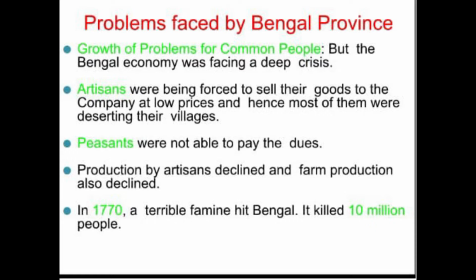The problems faced by the Bengal province, the growth of the problems for the common people. They were facing deep crisis. The artisans were being forced to sell their goods to the company at very low prices, and hence most of them were deserting their villages. They left their villages in search of better opportunities. The peasants were not able to pay the dues. They were in debt. The production by the artisans declined, and the farm production also declined. By 1770, a terrible famine hit Bengal. It killed nearly 10 million people.